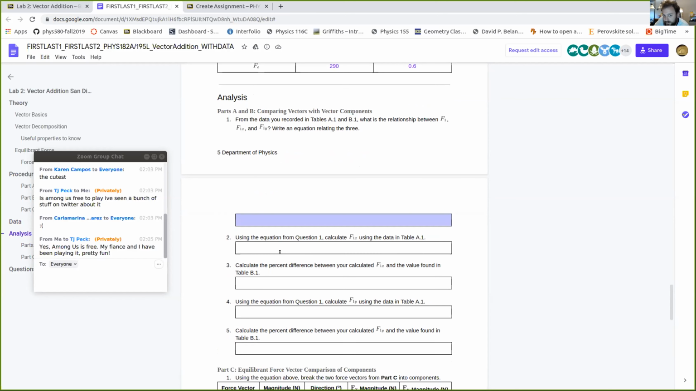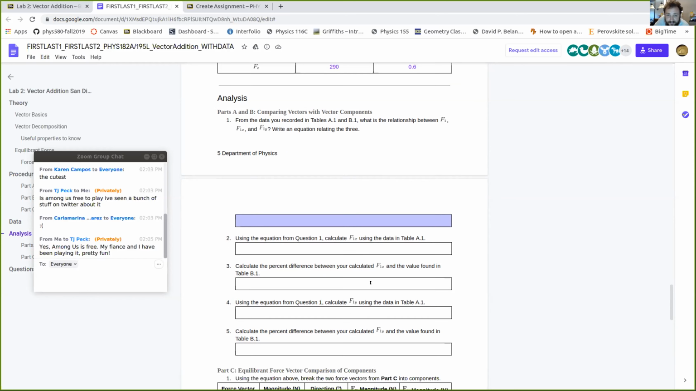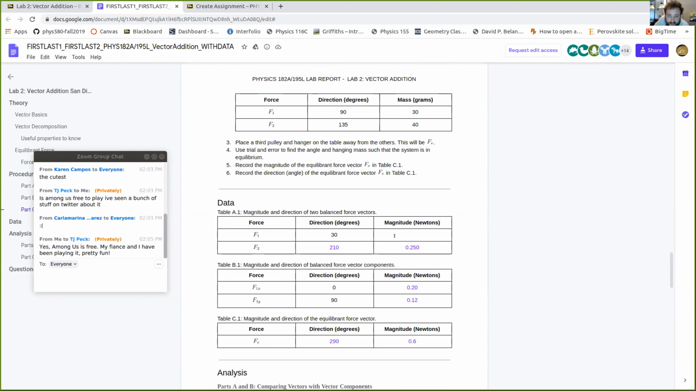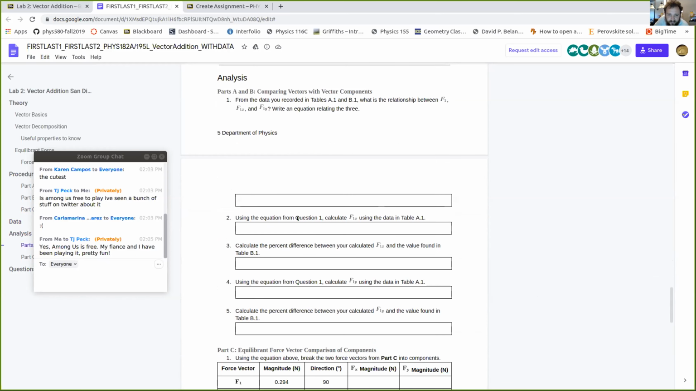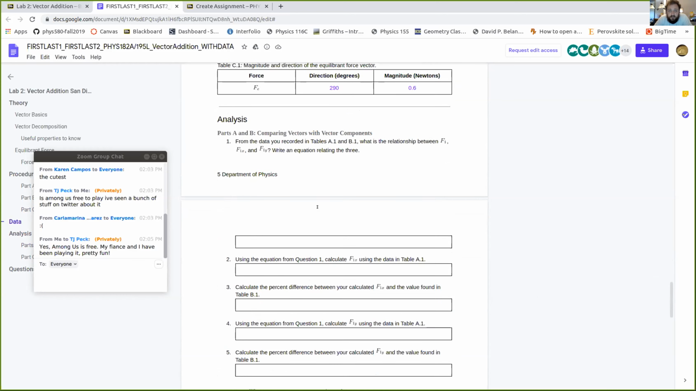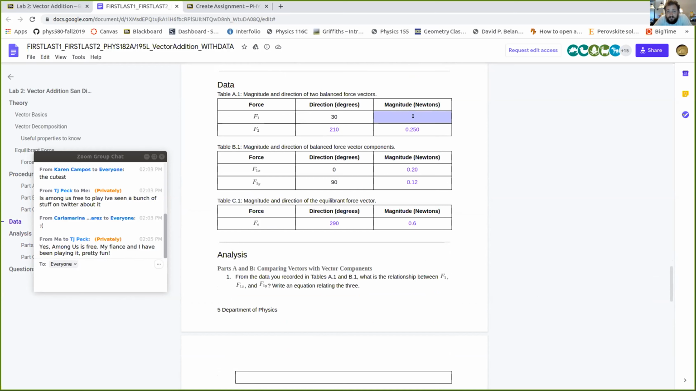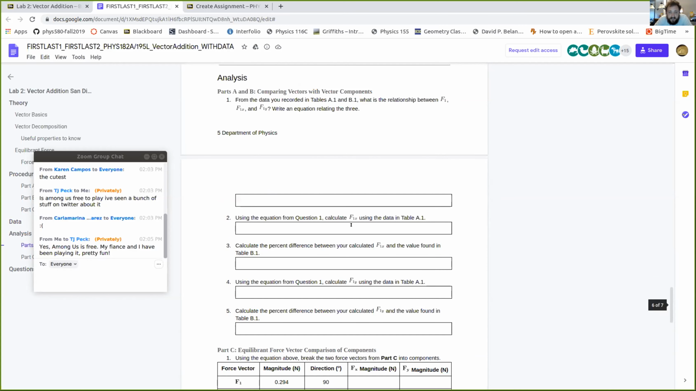Now, using the equation from question 1, Pythagorean theorem, calculate F1x using the data in table A1. Now, if you look at the data in table A1, it gives you F1, but doesn't give you F1y, which you need to calculate F1x with Pythagorean theorem, right? So what I'm going to say is, pardon my French, but forget question 1 and the Pythagorean theorem, okay? Use trig, because you can only use trig. From table A1, you have the magnitude of the force vector F1, and you have the angle, okay? So F1 times cosine 30 is Fx. F1 times sine 30 is Fy, right?